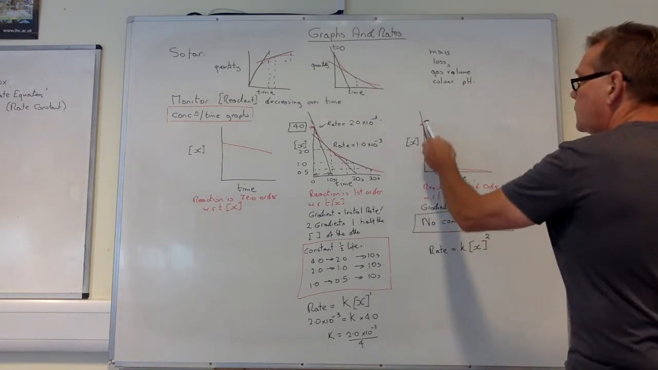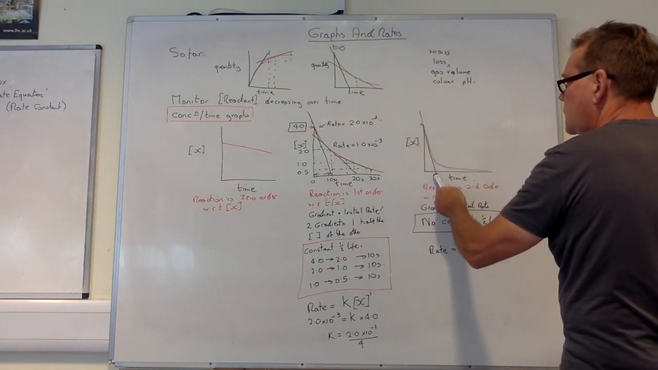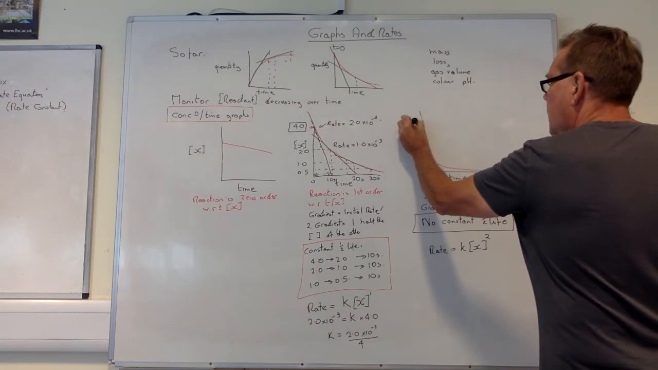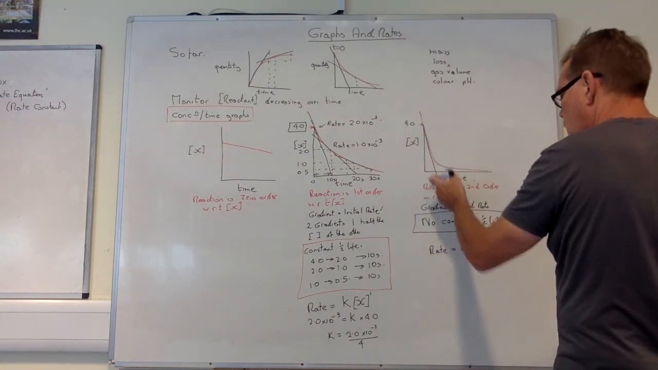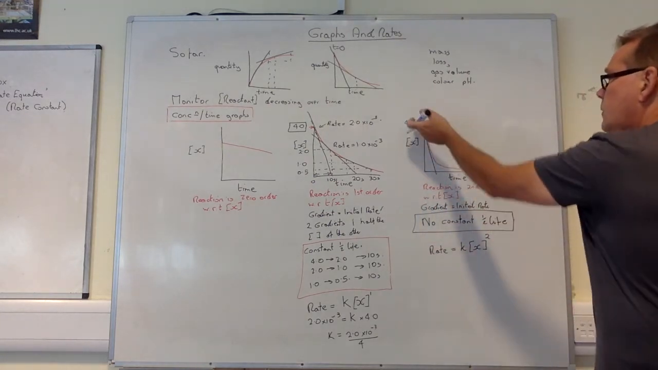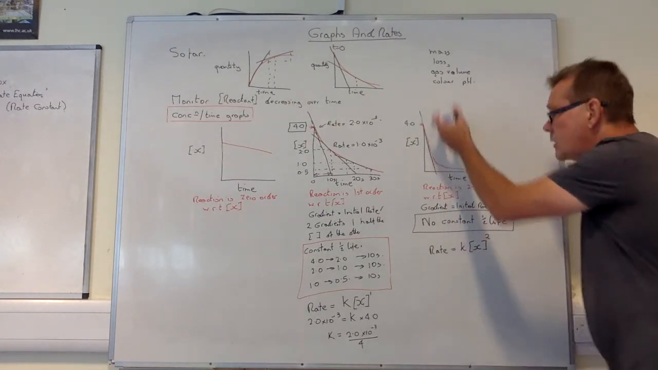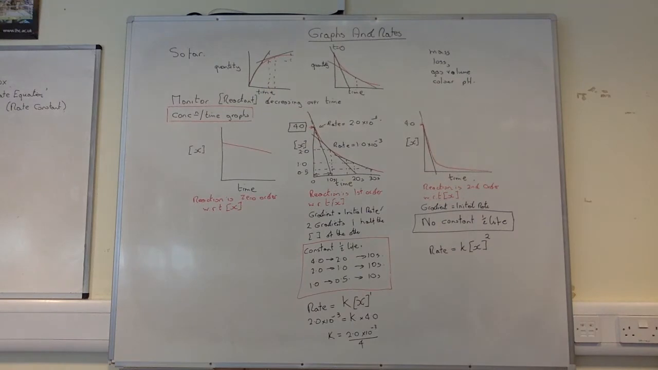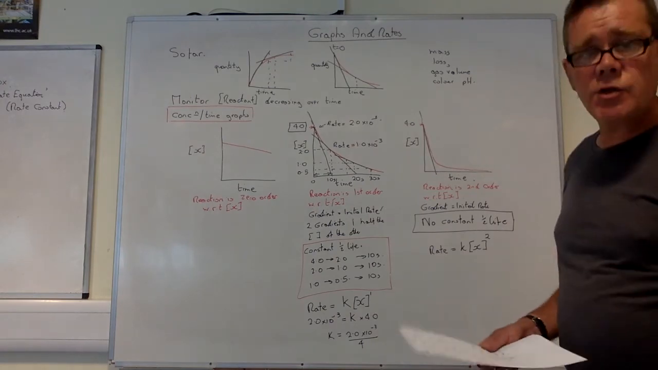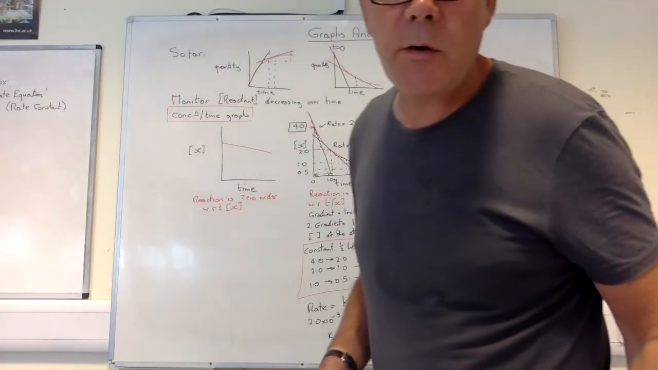So if you were to do a rate here, the initial rate, and let's say that was 4 again, you could work out the initial rate, plug the numbers in based on 4, and work out the rate constant for that graph. Lots that you can do. So those are concentration time graphs. Those are a big deal.